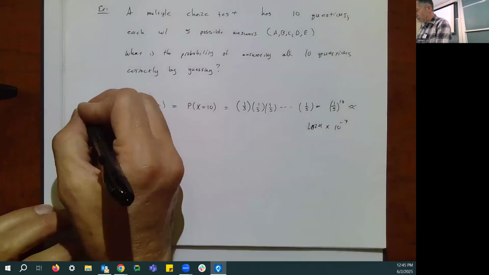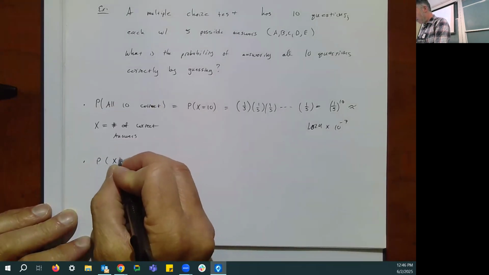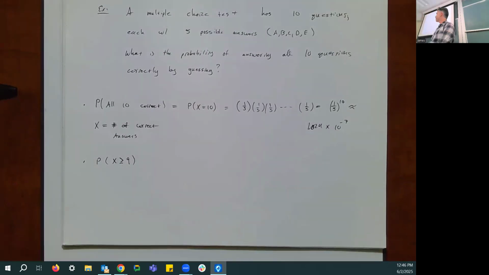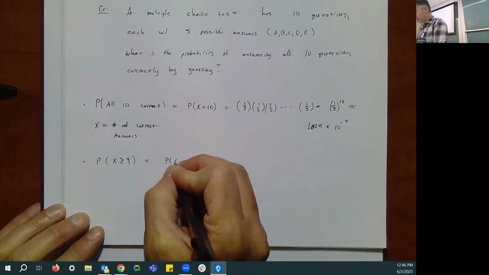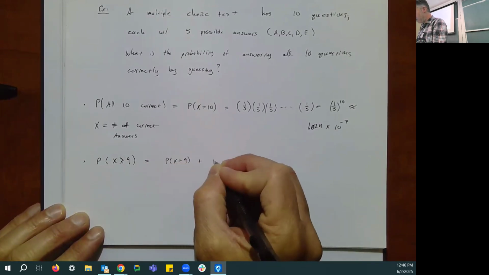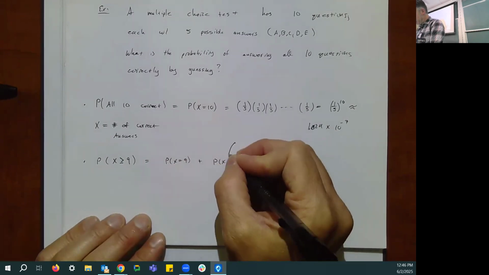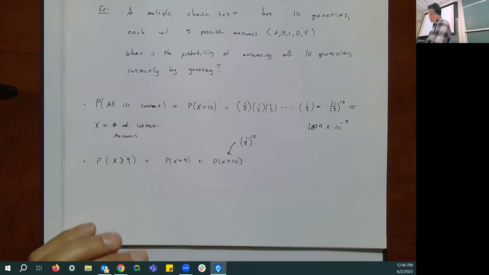Here's a more interesting question. Probability of X being bigger than or equal to 9. So that's going to be the probability that X is equal to 9 plus the probability that X is equal to 10. We already know what this is. That's going to be 1/5 to the 10th. The probability that X is equal to 9 is a little bit more interesting of a question because we have to think about two different things here.